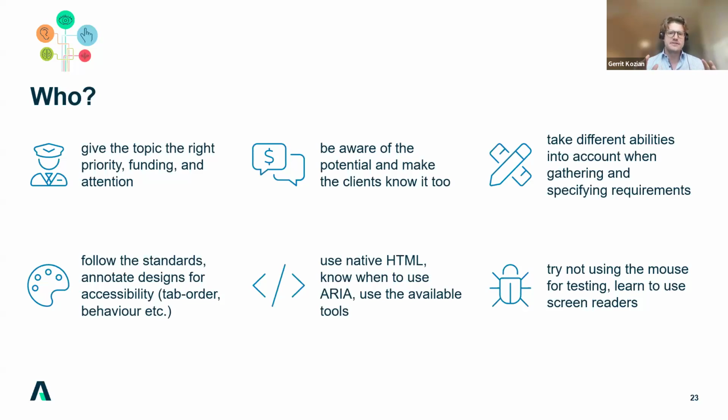There are also many different tools, processes, and guidelines for designers and developers that can help you follow the standards. But especially for development, it is crucial to use native HTML and know when and how to properly use ARIA, which is a set of roles and attributes that can help make web content accessible. And then lastly, don't forget to test. You can easily, as we demonstrated, try to not use a mouse when testing, or even learn how to use a screen reader or other widely used assistive technologies.